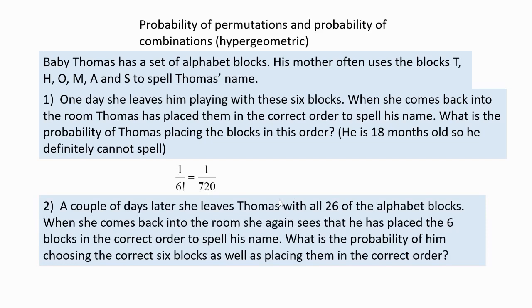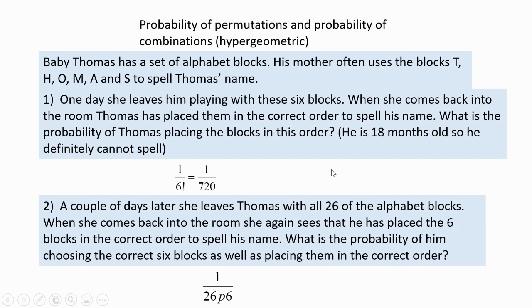So the second example is a couple of days later, she leaves Thomas with all 26 of the blocks. When she comes back into the room, she again sees that he has placed the 6 blocks in the correct order to spell his name. She was probably quite shocked. What is the probability of him choosing the correct 6 blocks as well as placing them in the correct order? So now, obviously, out of the 26 blocks, he needed to actually have picked the correct 6 and put them in the correct order. So clearly the sample space would be 26 arrange 6. And how many ways could he possibly get it right? There's only 1 possible option.